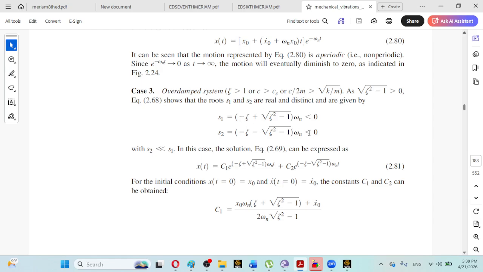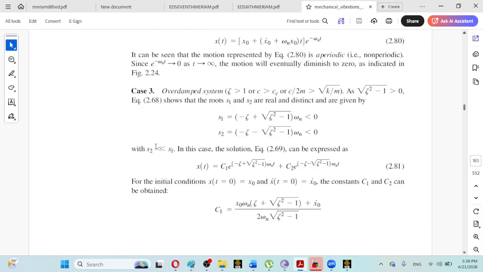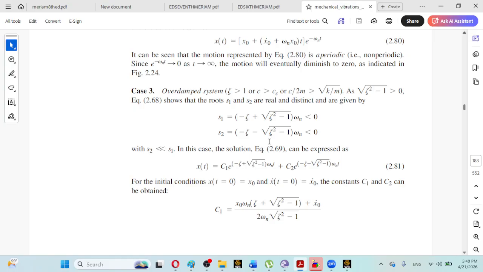And again here it says that s2 is, this double less than sign is read out as very less than. With s2 meaning the second root, this s2 root will be very less than, that means this root s2 will be more negative than the root s1. So the s1 root will be less negative and the s2 root will be more negative. So this is read out as s2 root is very less than s1.